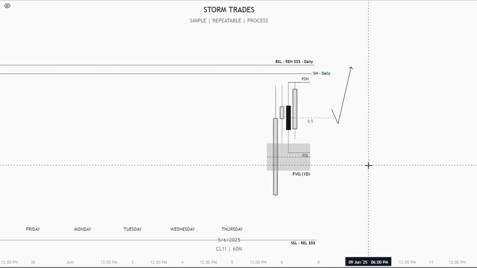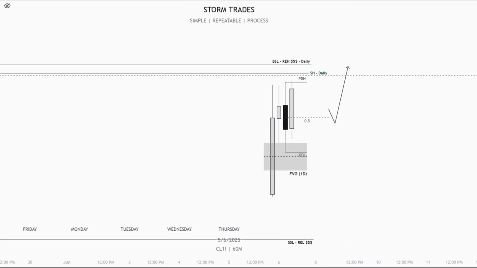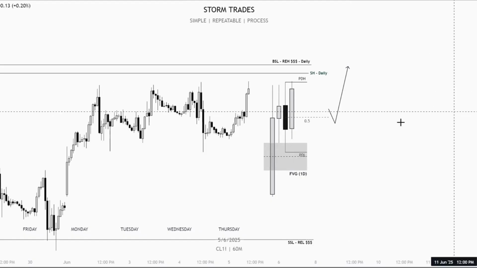And I could be wrong on all of my analysis because price will and does do whatever it wants whenever it wants. But I'm calm because I have a plan, right? So I have an if-then statement that I'm working out on my hourly time frame. Okay, that said, let's pull up the hourly chart.